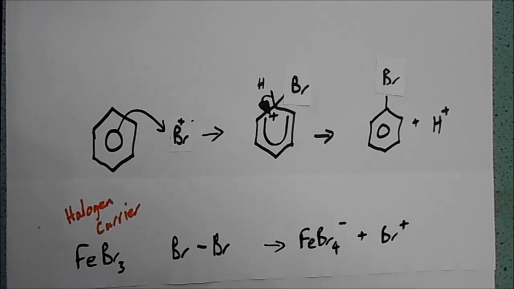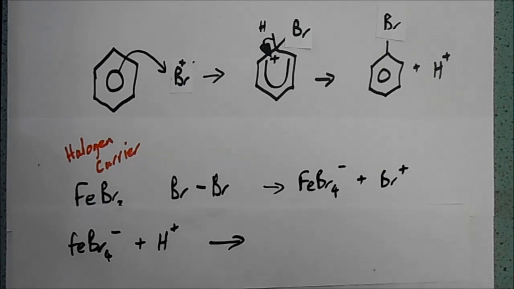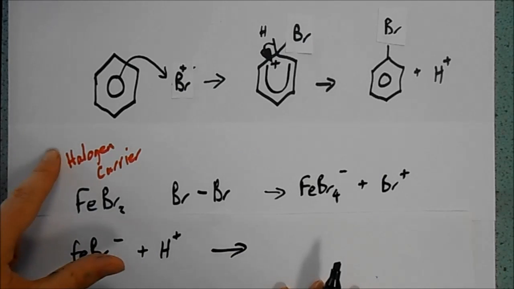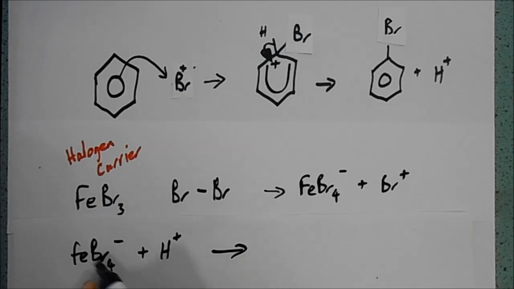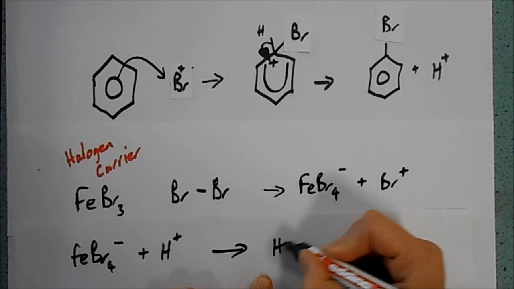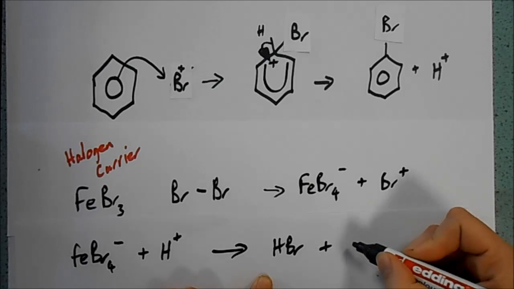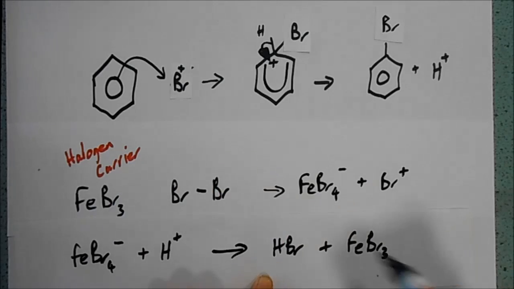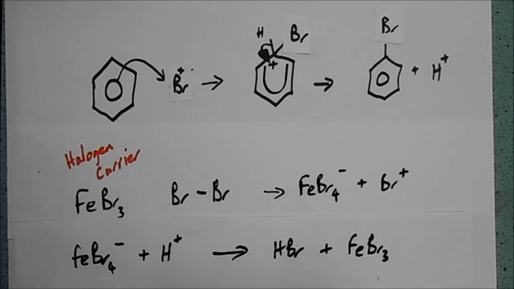So the last step of this one is slightly different, because what we're going to do now is again regenerate the catalyst, the FeBr3, and we're going to do that by taking FeBr4 minus and the H+ over here again, and we're going to end up with HBr plus FeBr3. So we've regenerated the catalyst. Last one I'm going to show you is almost exactly the same.